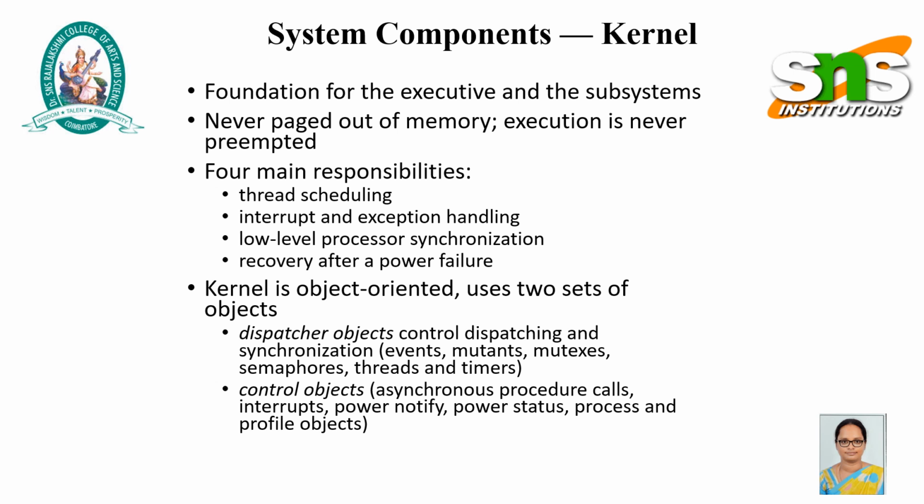System components. First one, kernel. It is the foundation for the executive and the subsystems, and is never paged out of memory. Execution is never preempted. The four main responsibilities of the kernel are thread scheduling, interrupt and exception handling, low-level processor synchronization, and recovery after a power failure. The kernel is object-oriented and uses two sets of objects: dispatcher objects and control objects.